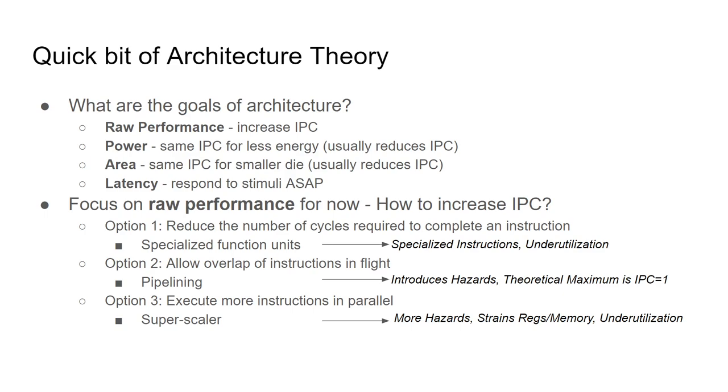Superscalar has the same hazard issue as pipelining, but even worse, since the dependency might be with another instruction in a different pipeline, but in the same stage. This means that operand bypassing is less advantageous in the superscalar case. Furthermore, superscalar places more strain on register files and memory, due to multiple parallel instructions. All of those factors combined often lead to pipeline bubbles and hardware underutilization again. The primary solution to solve this problem has been out-of-order execution, which is still superscalar by nature.